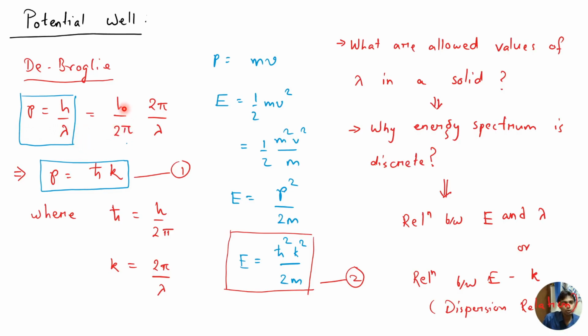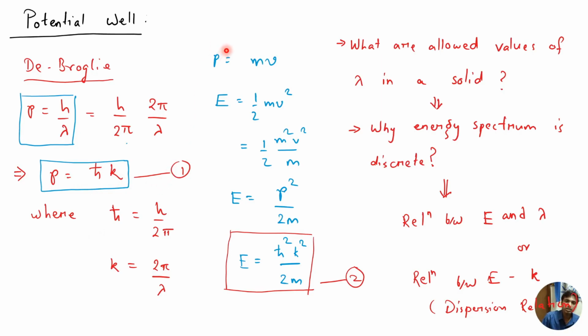So what I am doing here is just a bit of arrangement. I am dividing and multiplying by 2 pi. This h by 2 pi is called h cross, just a notation for h by 2 pi. And 2 pi by lambda is called the wave number, denoted by k. So p is nothing but h bar k.